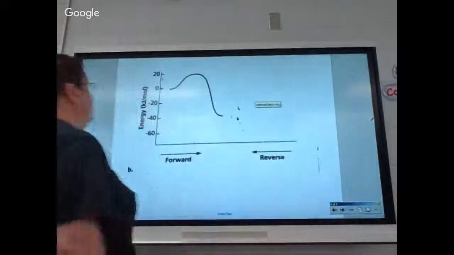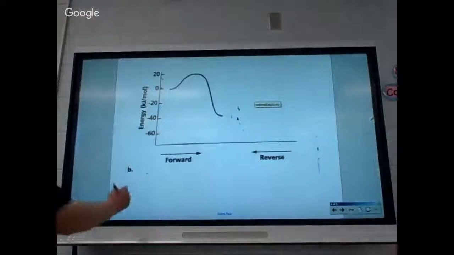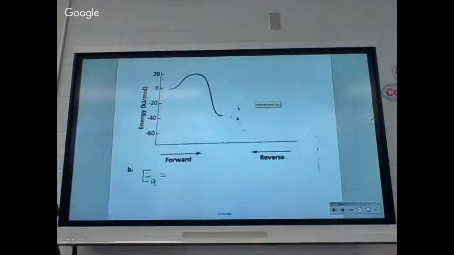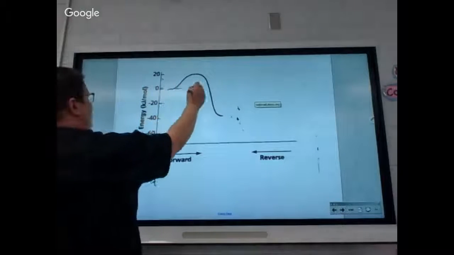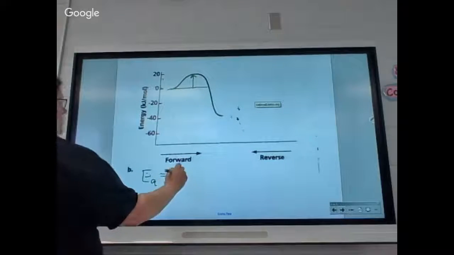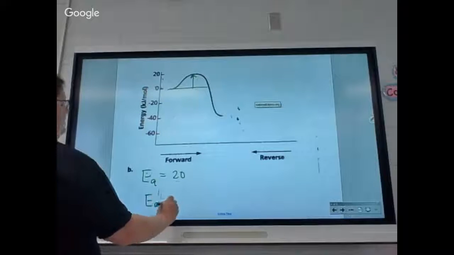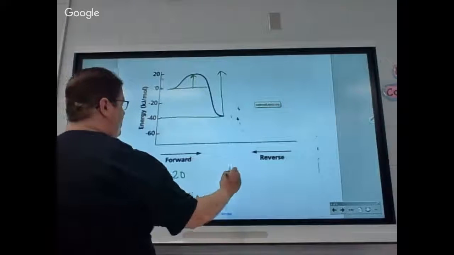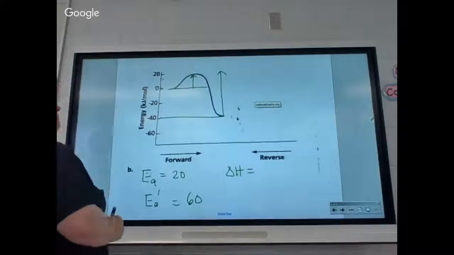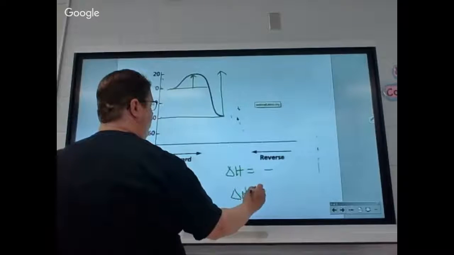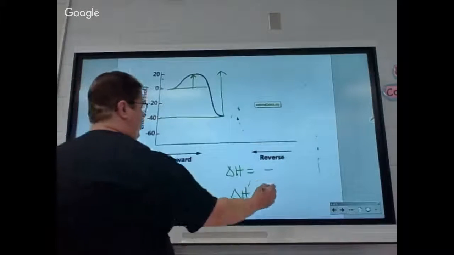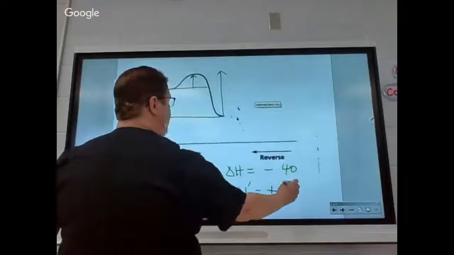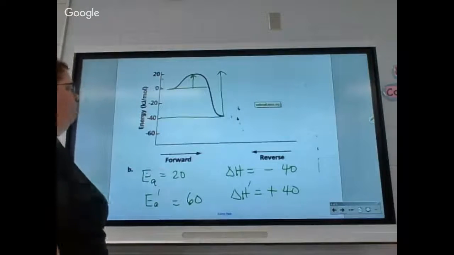All right, so on this one, let's do E first. EA is what? 0 to 20 is 20. EA reverse is what? -40 to the top would be 60. Delta H is positive or negative this time? Negative. All right, delta H reverse is positive. So what did we get for a difference? 40. -40 and positive 40. All of them are kilojoules per mole.